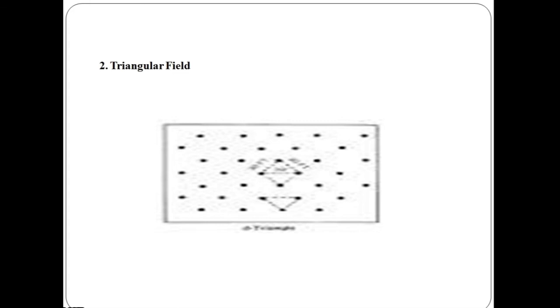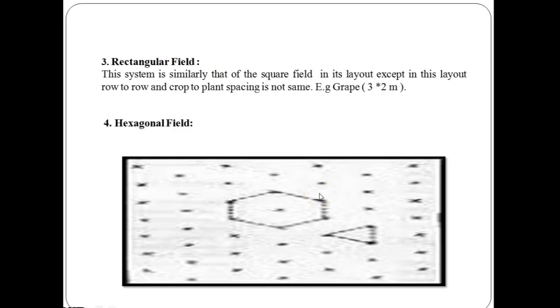Triangle field. In this field, vegetables are planted similar to a square field, but the plants in the second, fourth and sixth rows are in alternate rows. Rectangular field. This field is similar to a square field. The difference is the layout. Rectangular field is best for vegetable production as compared to other fields.